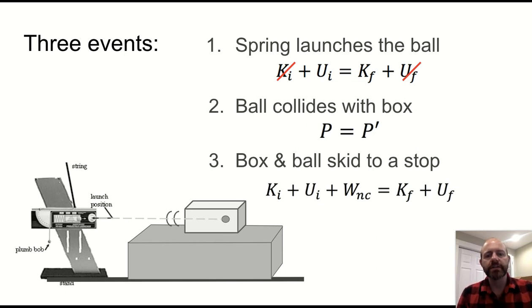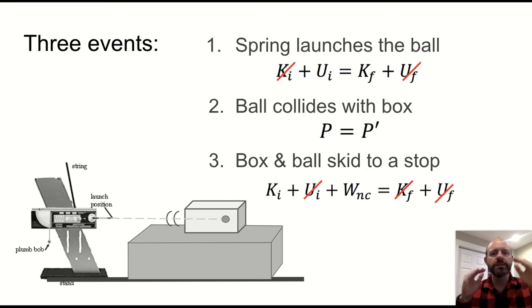And then we have the box and ball slide to a stop. And so that's going to be a work non-conservative. You can either solve it with the work-kinetic energy theorem or with conservation of energy with a non-conservative term. There's no potential energy anywhere. There is kinetic energy at the beginning, but not at the end. And then there's work done by friction to stop it.